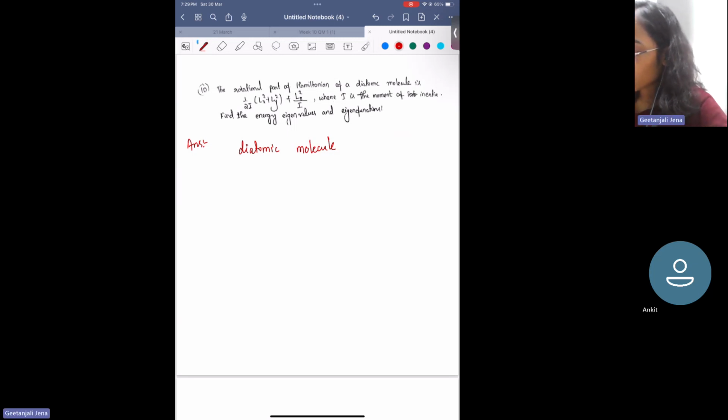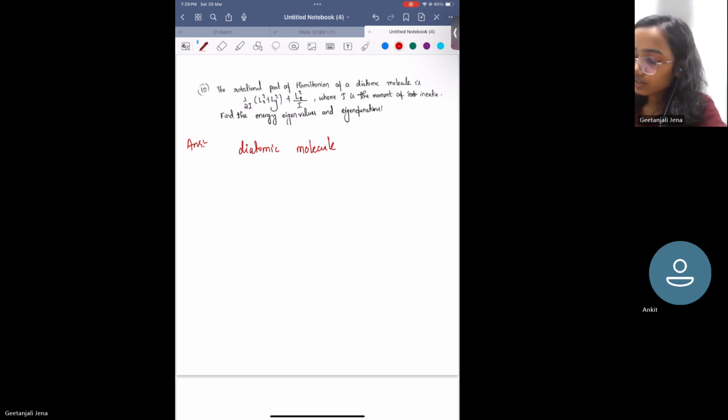We know that if Lx, Ly, Lz are the orbital angular momentum, then the eigenfunctions are the spherical harmonics, which we represent by Y_lm. To find the eigenvalue, we have to act this Hamiltonian on this eigenfunction and find the energy eigenvalue, which can be expressed as E_lm.